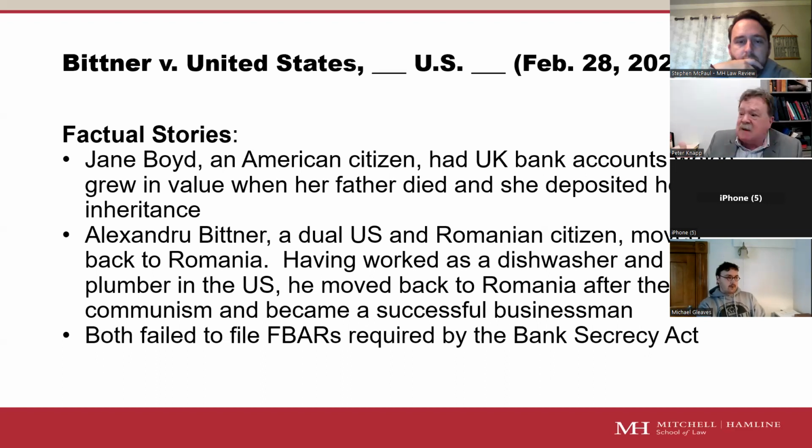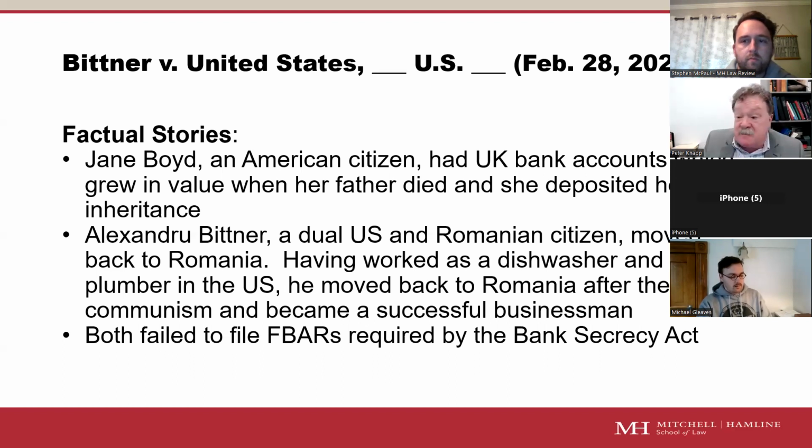One of them is about Jane Boyd. She is an American citizen. She had bank accounts in the United Kingdom. And when her father, who was a British citizen, died, her inheritance dramatically increased the amounts in those bank accounts because she deposited the proceeds from her inheritance in those UK bank accounts, and they rose to such a level that it triggered the Bank Secrecy Act.